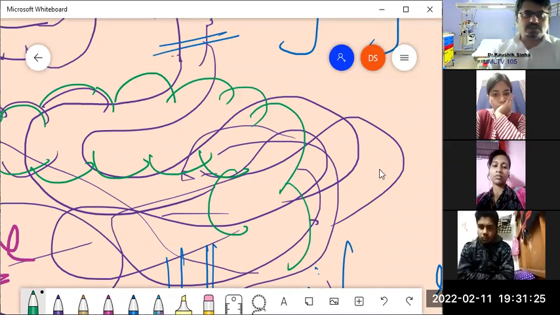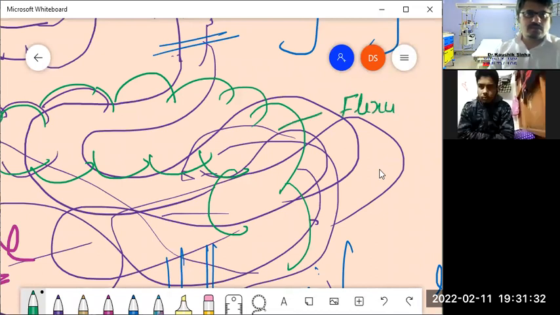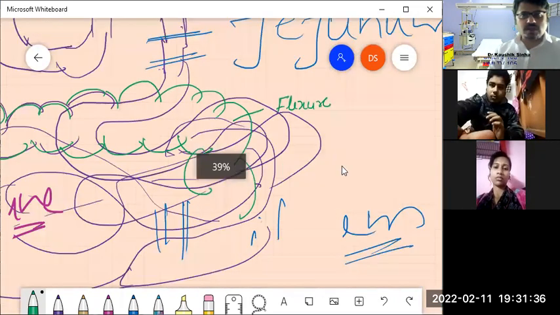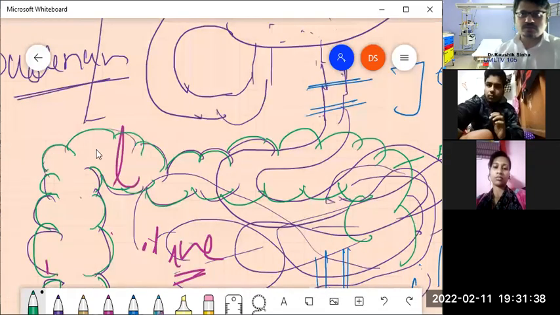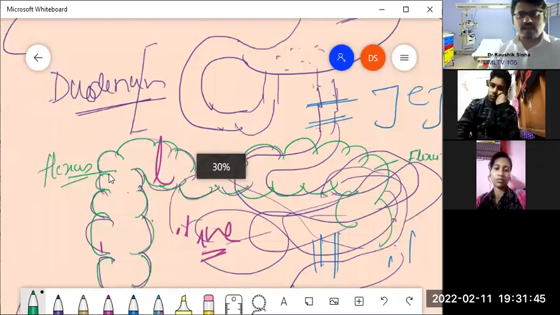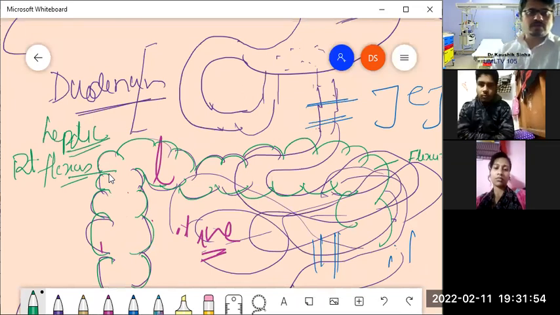Did you notice, or did you understand? This is the flexure. That also was a flexure, the one on the other side. This one is also a flexure. So one flexure occurs on the right side. This is the right. The more appropriate term would be hepatic. Why hepatic? The word hepato refers to liver. I will come to that liver very shortly.